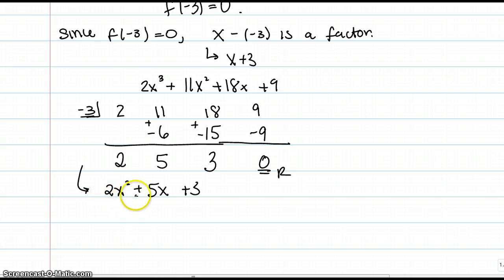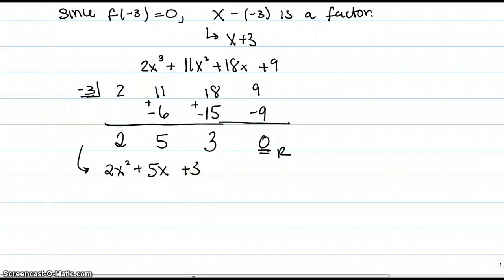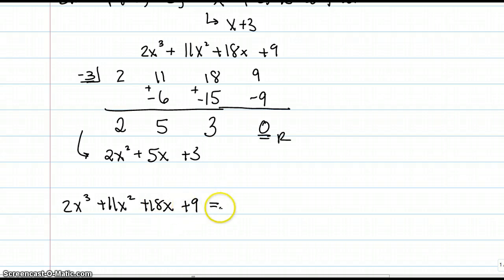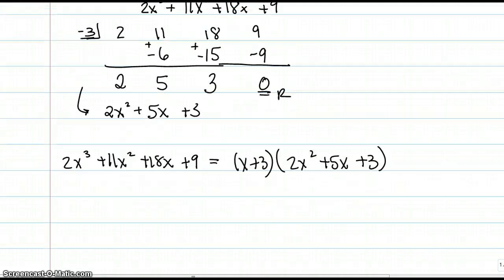So this 2x squared plus 5x plus 3 is a factor, and x plus 3 is a factor. So I know that when I factor the original polynomial, I start with 2x to the third plus 11x squared plus 18x plus 9. And they told us that x plus 3 is a factor. And then we found that 2x squared plus 5x plus 3 is a factor. We need to make sure it's factored completely.